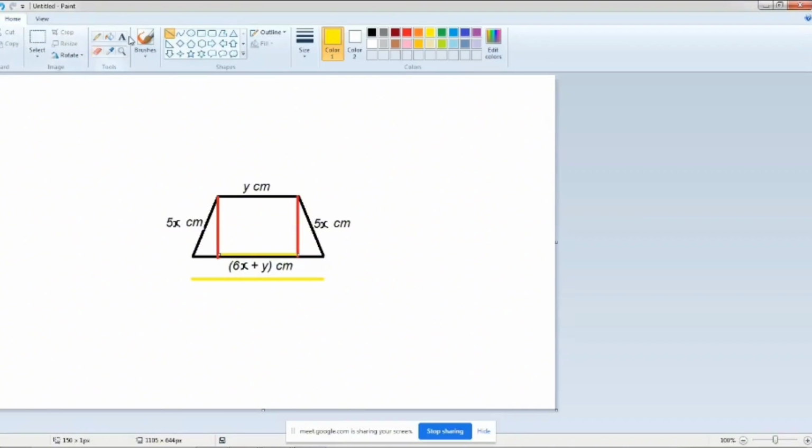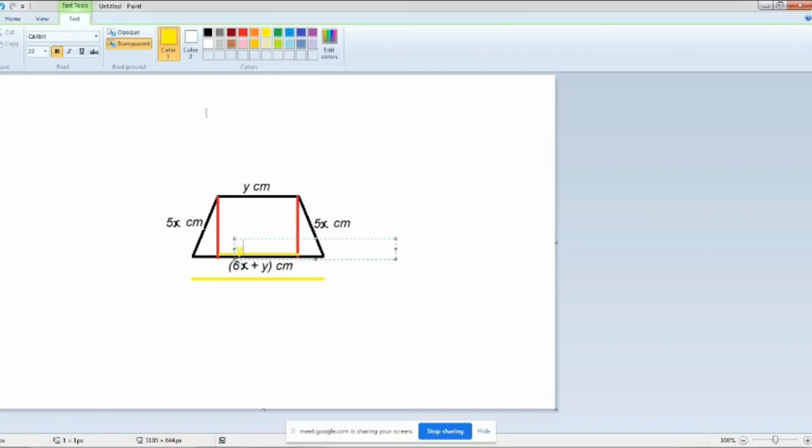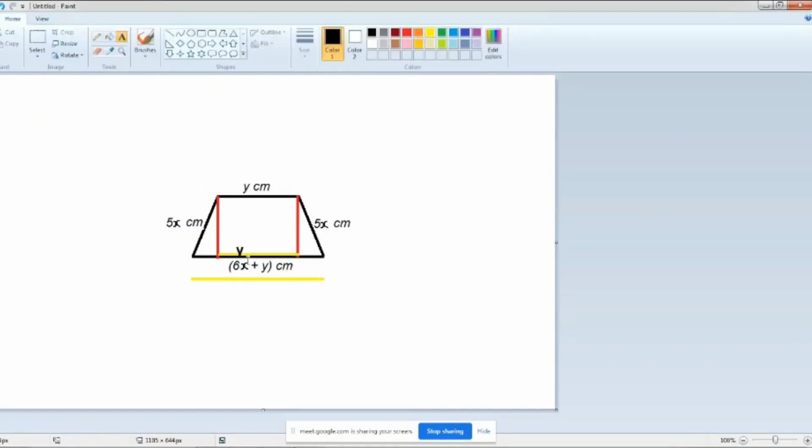Right? Let me write y over here. Yes, class, this thing is y, and this whole thing is 6x plus y. Now, if I just remove y over here, and this is also 5x, and this is also 5x, so this is a symmetrical trapezium that I have. So if this thing is y, then the remaining 6x must divide equally. Following, class? If anyone has any issue, please feel free to ask me.